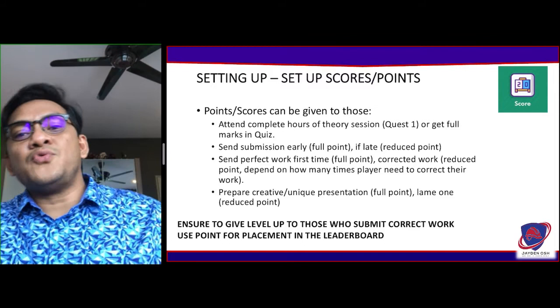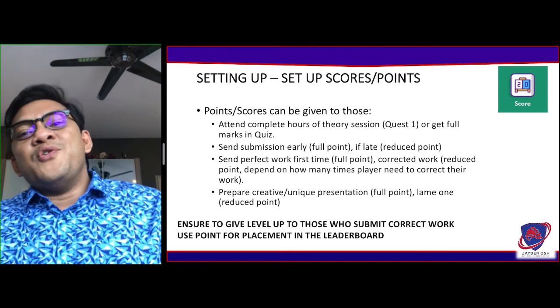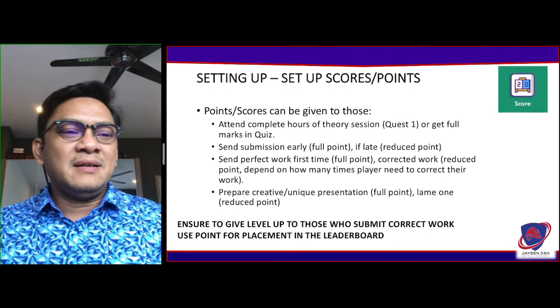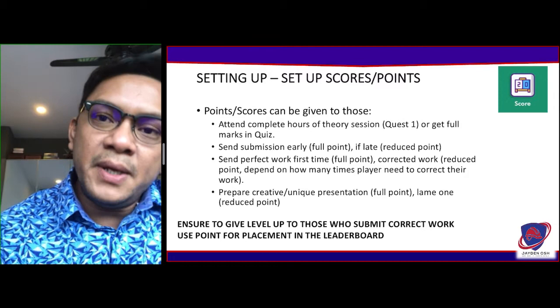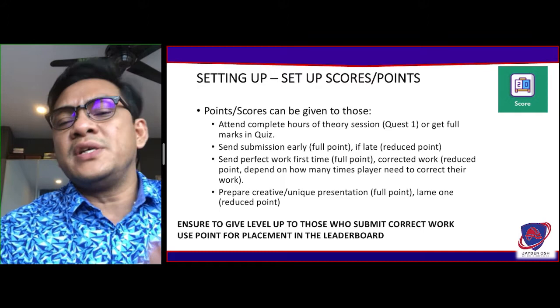Like I said, they must be motivated. If they are not motivated, they don't care. High scores, low scores, they don't care, they think I need to do this, it's a waste of time. They must have some kind of motivation. For those who complete attending the lectures for the whole duration, give them full marks, for example. Less than that, then they get fewer scores.